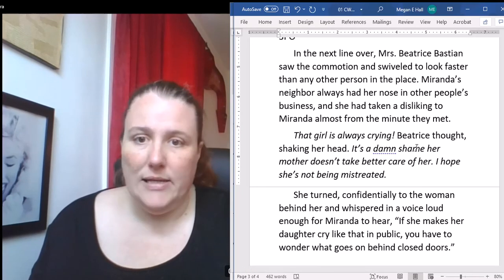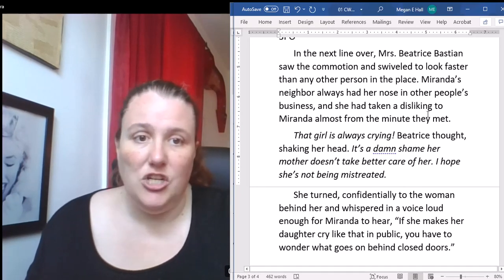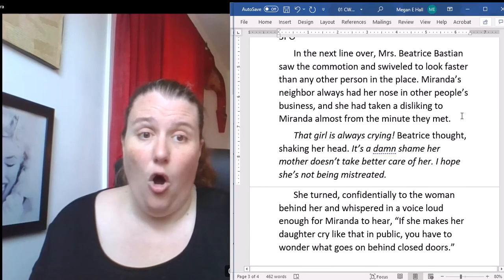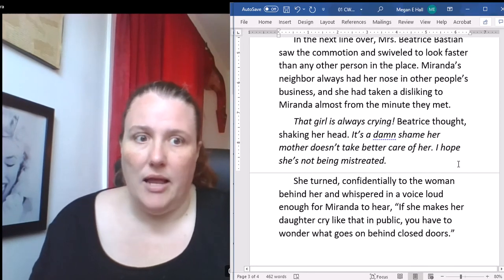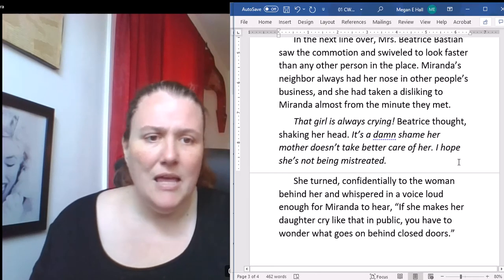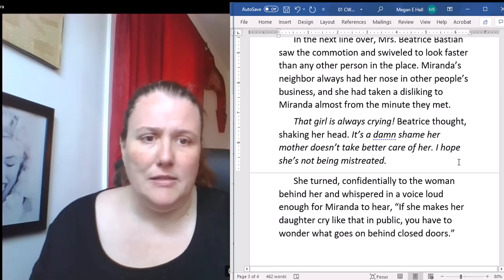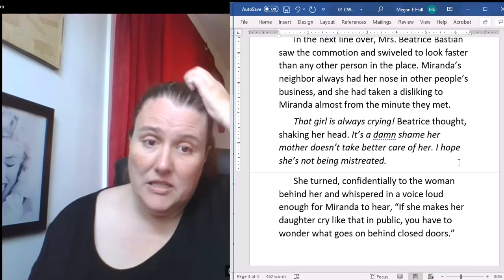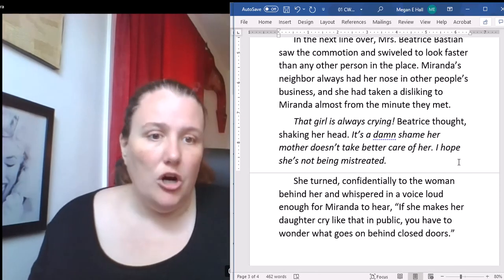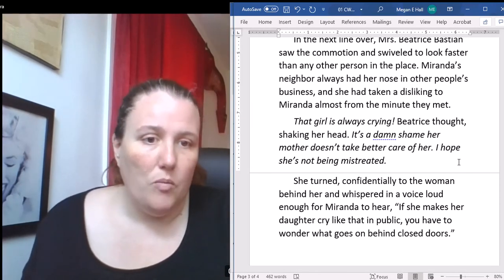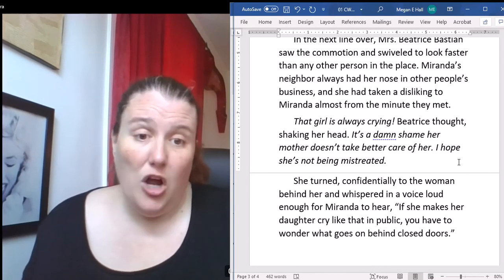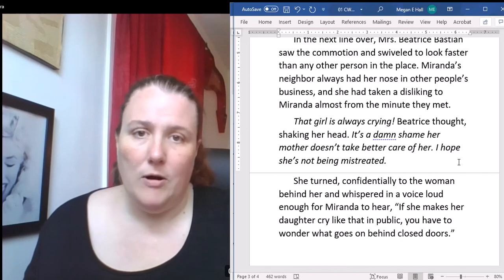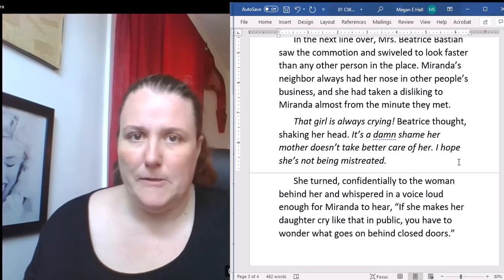Miranda's neighbor always had her nose in other people's business, and she had taken a disliking to Miranda almost from the minute they met. "That girl is always crying," Beatrice thought, shaking her head. "It's a damn shame that that mother doesn't take better care of her. I hope she's not being mistreated." She turned confidentially to the woman behind her and whispered, in a voice loud enough for Miranda to hear, "If she makes her daughter cry like that in public, you have to wonder what goes on behind closed doors."